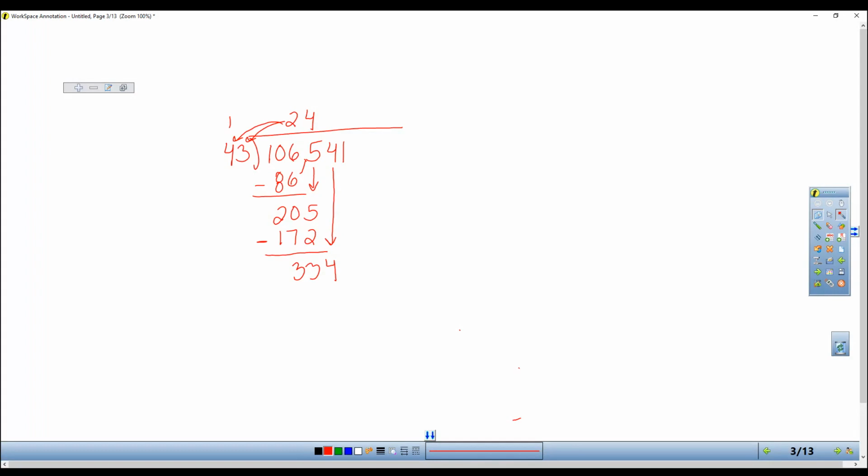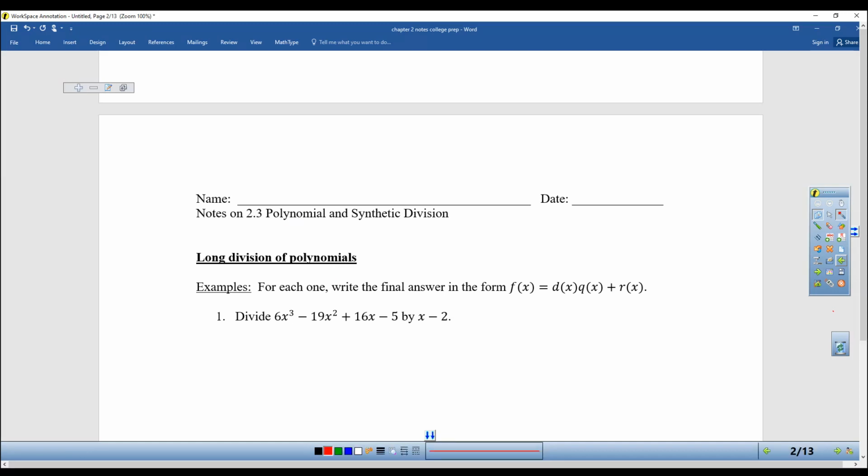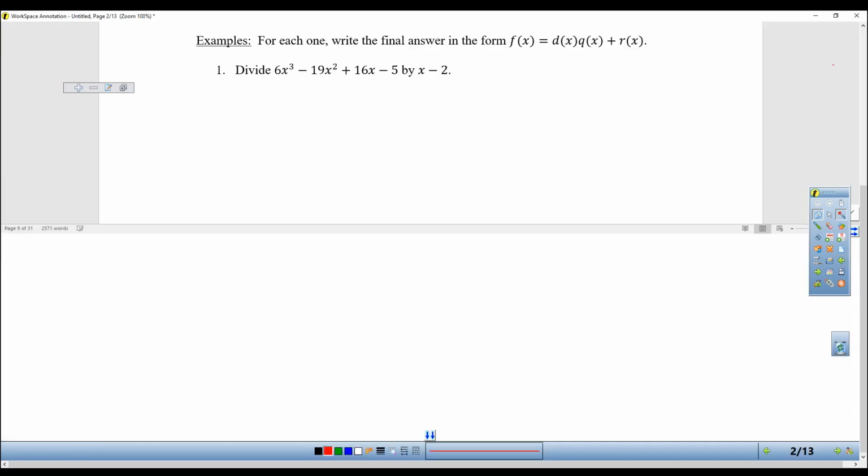So we're going to do this exact same operation, but we're going to do it with x's. And I think it's easier. So I'm going to write the x minus 2 here. You really have to be neat. This is going to be all about neatness and precision. And then I'm going to write 6x cubed minus 19x squared plus 16x minus 5. There's my original.